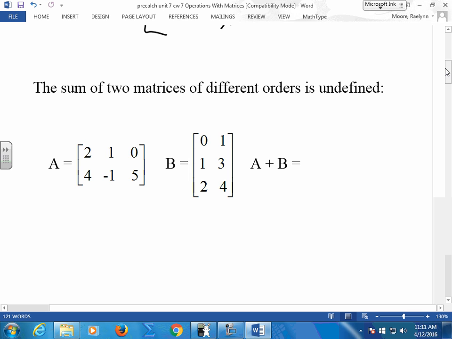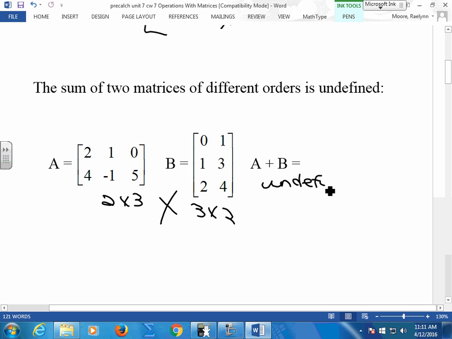These are two different dimensions. This is 2 rows, 3 columns. What is this one? What dimension is this one? 3 by 2. These are not the same. So therefore, we say undefined. Can't do this. Whoa. If you tried to take this element for this element, this element for this element, you can kind of see they're not matched up. It has to be if and only if they are the same size.